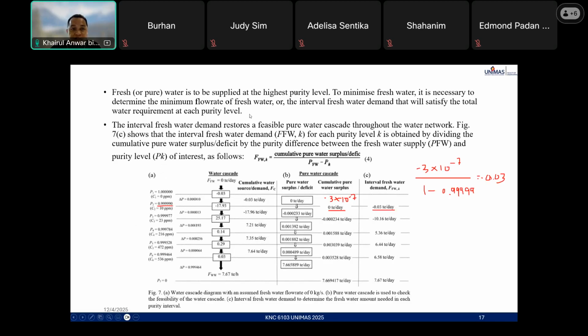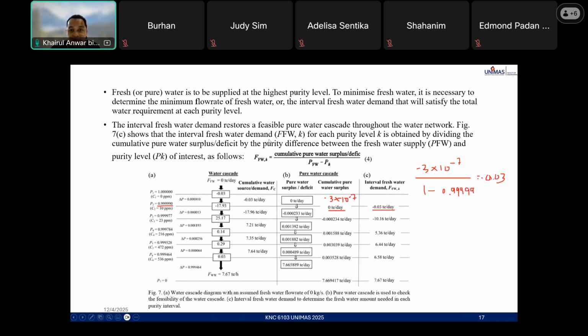Next, fresh water is necessary to determine the minimum flow rate of fresh water, or the interval fresh water demand, that will satisfy the total water demand at each purity level. The interval fresh water demand restores a feasible pure water cascade throughout the network. Refer to figure 7C.